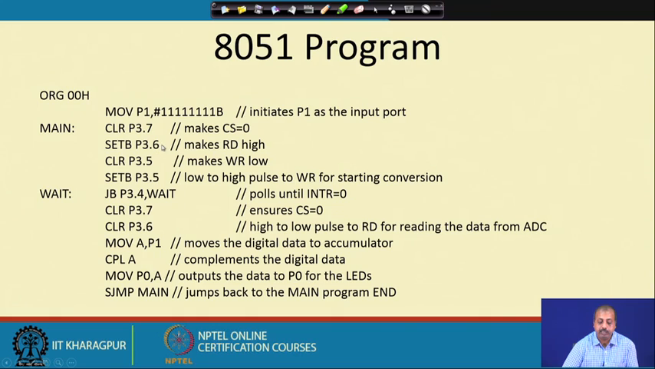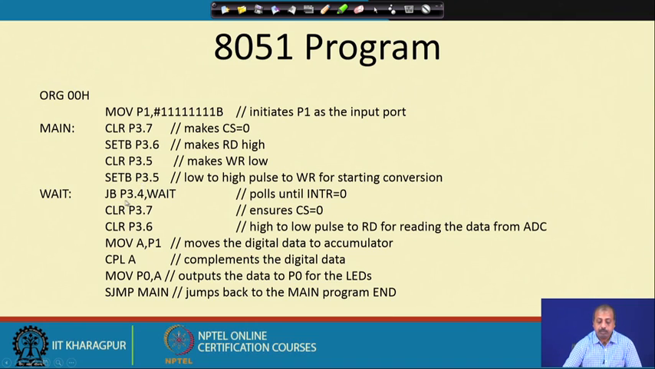Then set bit P3.6, which will make the read line high, and clear P3.5, which will make the write line low. Then we set P3.5, which will give a low to high pulse to the write line for start conversion. The read line should not be set now, because a high to low transition on the read line will be needed for reading the content of the ADC, the converted value. But for starting the conversion, we need to put a low to high pulse on the write line. That is done here by clearing P3.5 and then setting P3.5.